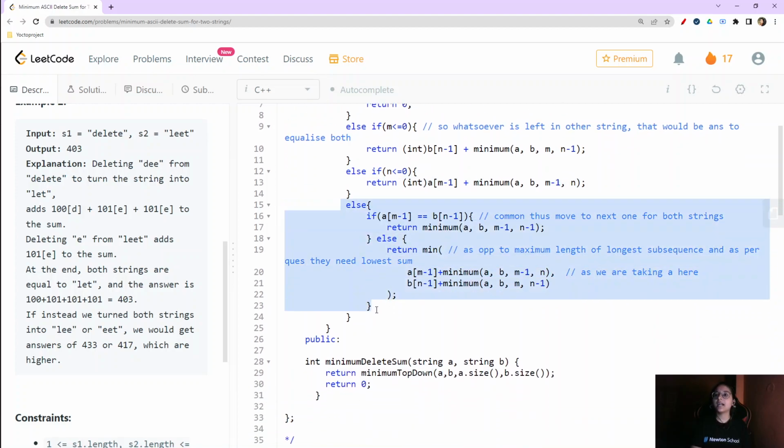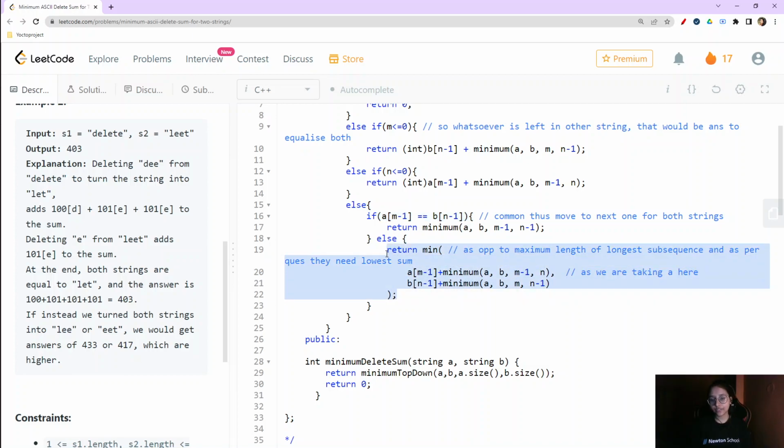Now in this else part, this is the case when n is greater than 0 and m is also greater than 0. In this criteria, we will check if a of m minus 1 equals b of n minus 1. If both of the characters which were previously there are equal, then we will be moving ahead. Else, if both of them are not equal, we will either check the first character or the second character, on the basis of which of them is minimum. That's the thing we are doing here. So this was the recursive solution.